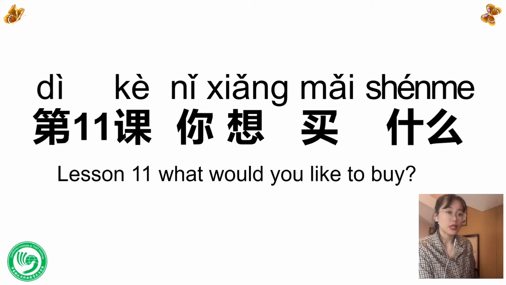Now in this class we're going to learn lesson 11. 你想买什么? What would you like to buy? At the beginning, we learned 什么 means what, right? And 你, of course, means you. It's easy. And 想 means would like to. 买 means buy. Okay. Very good.